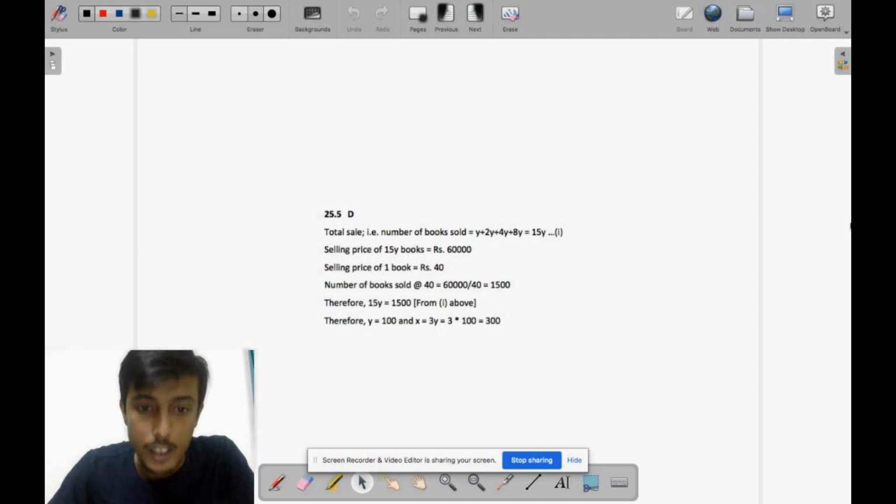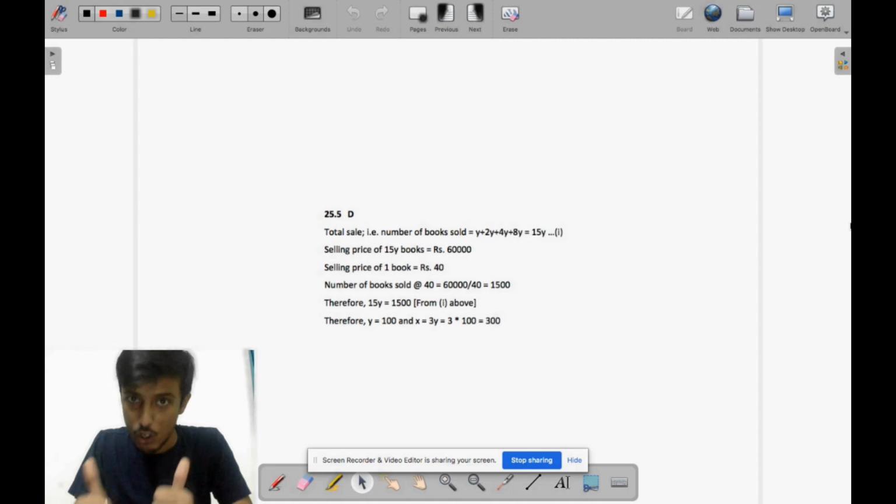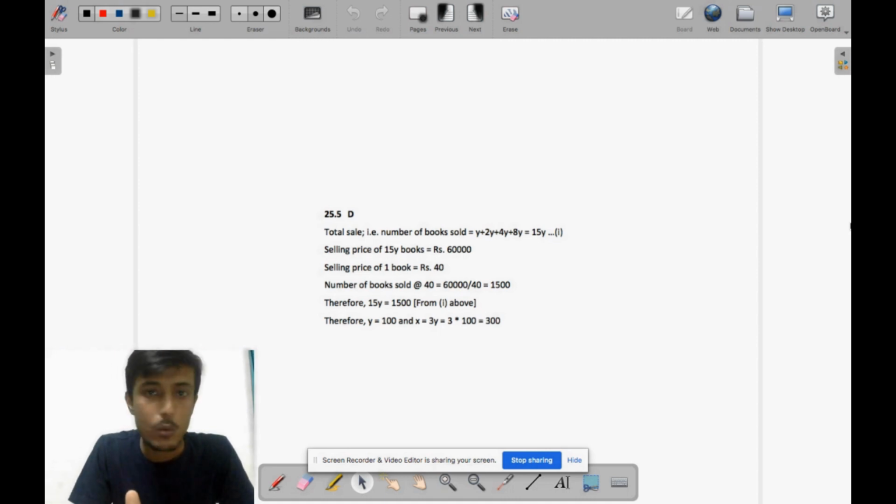As you can see, the number of books sold at rupees 40 will be equal to then 60,000 divided by 40, which will be equal to 1500. Therefore, 1500 books were sold in total. That means what? 15y. That is what the number of books sold, and we got the number of books sold from the selling price as well. So that means 15y is equal to 1500. That means y is equal to what? 100.